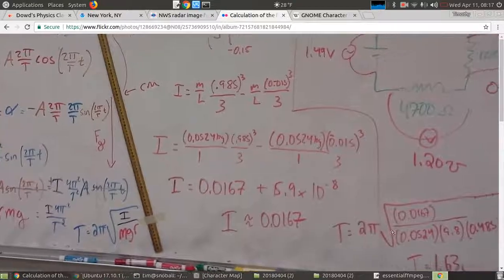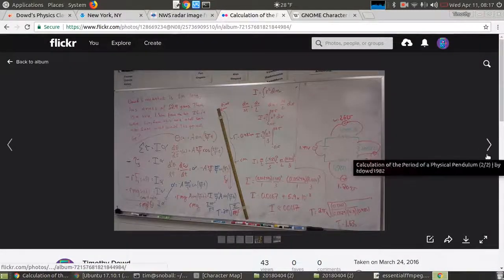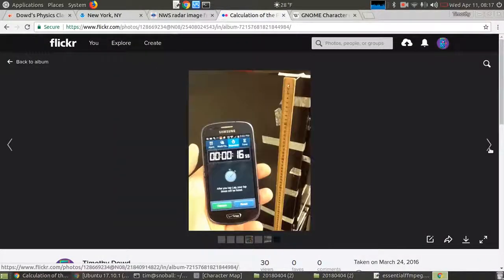So now I plug that number in with everything else, and I come up with a period of 1.63 seconds. I then check it in lab, and I was pretty close. So that's 16 seconds for 10 back and forths.